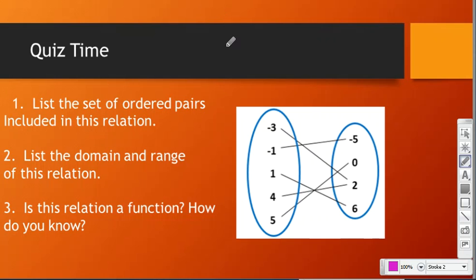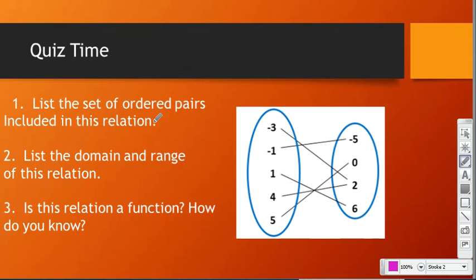Okay, you guys, you did it. You finished the lesson. I always try and keep these under 25 minutes, and right now we are at 24 minutes and 49 seconds. So here's your quiz. Remember that for this lesson, you need to turn in both your notes and your quiz.